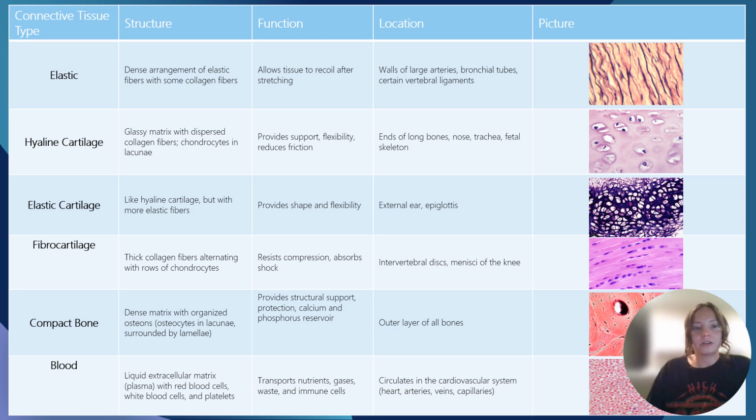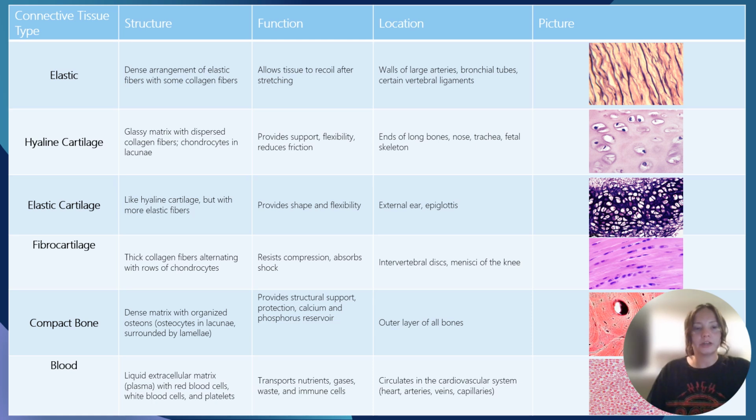Now we have compact bone connective tissue. It's dense matrix with organized osteons, which contain osteocytes, the bone cells. It provides structural support, protection, and a calcium and phosphorus reservoir. It acts as the outer layer of all of our bones.